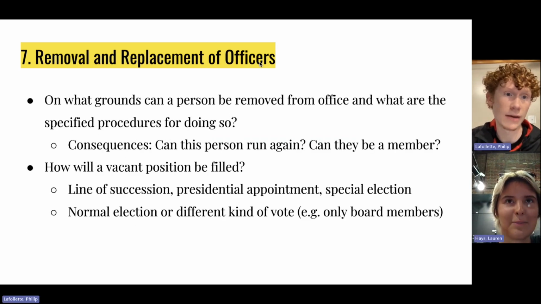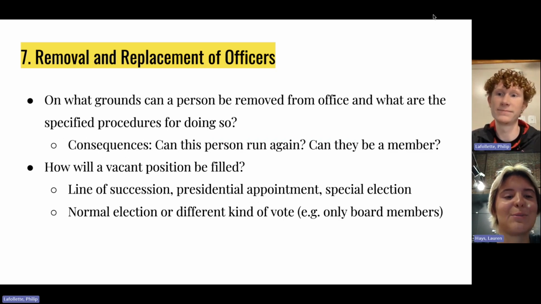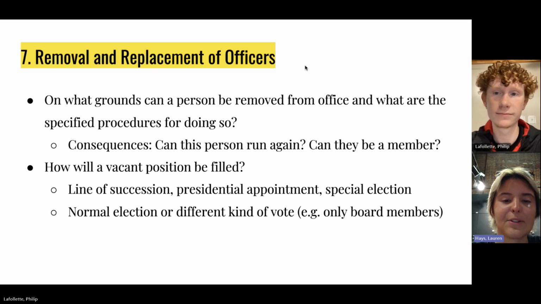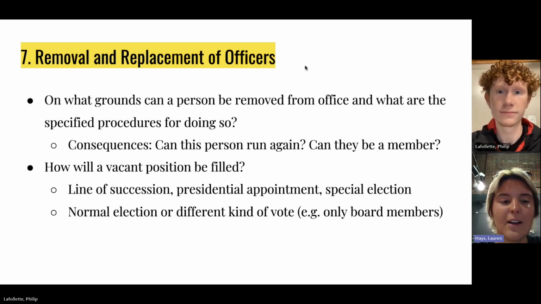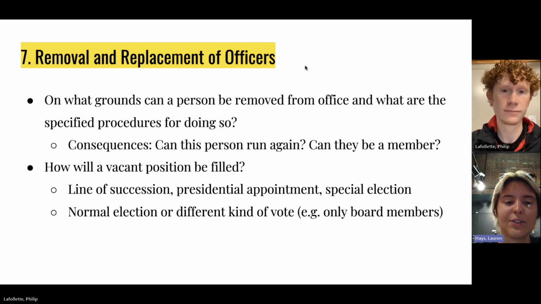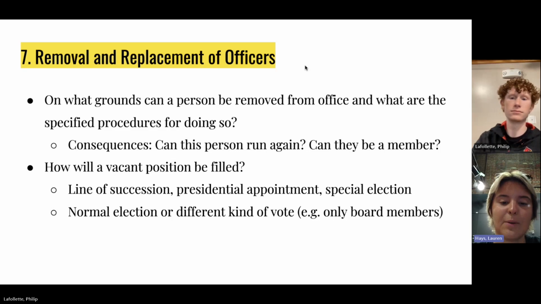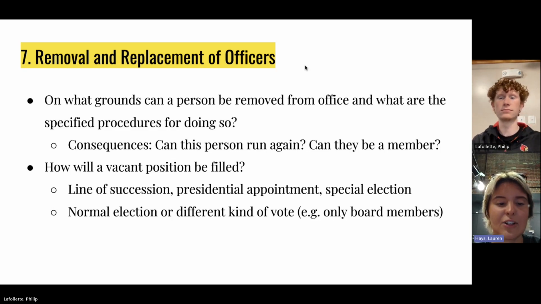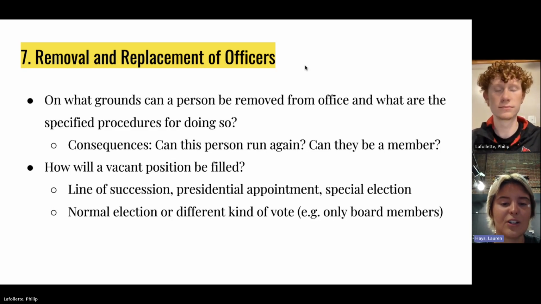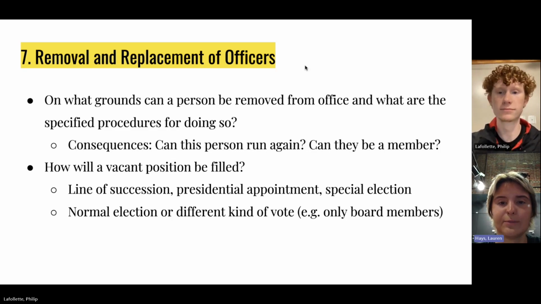So, yeah. Seventh, there's removal and replacement of officers. So on what grounds can a person be removed from office, and what are the specific procedures for doing so? Are there consequences? Can this person run again, and will they still be a member of the RSO? How will a vacant position be filled? Line of succession, presidential appointment, special election, normal election, or a different kind of vote?